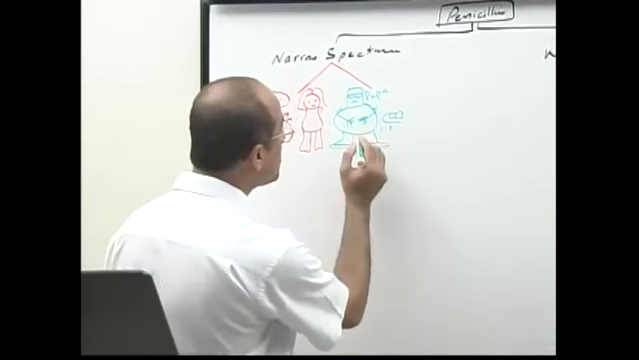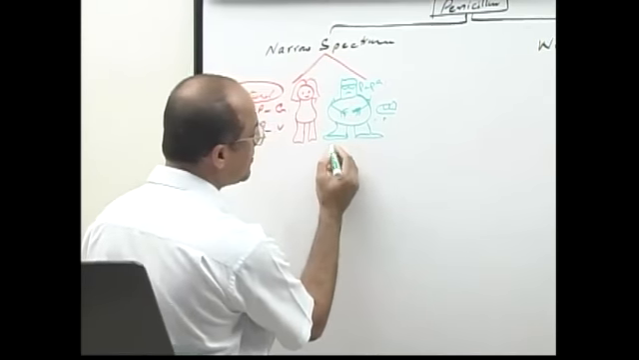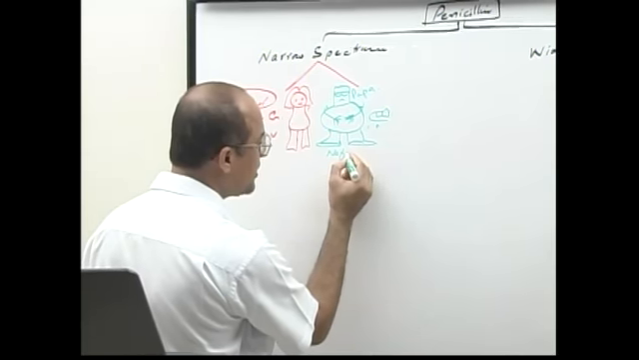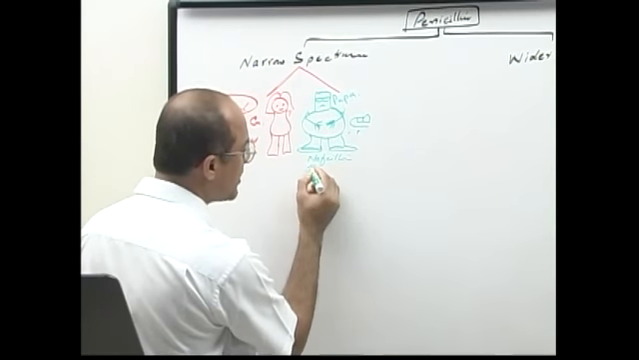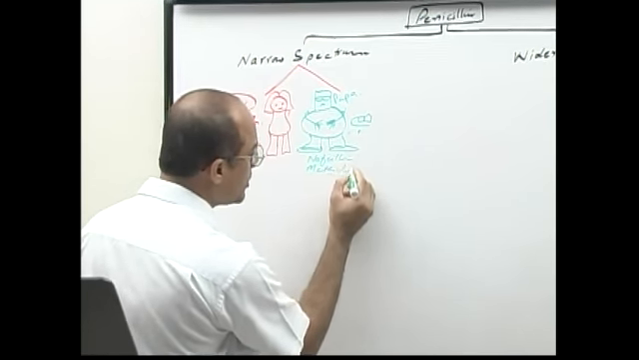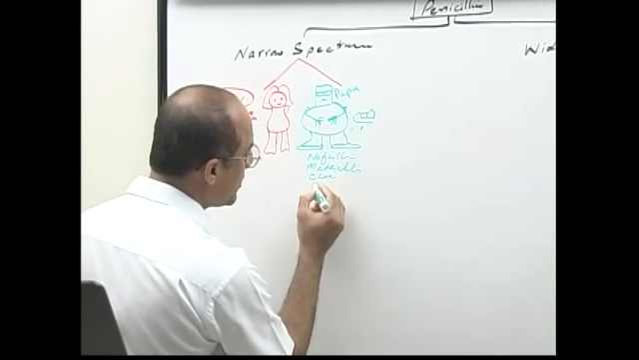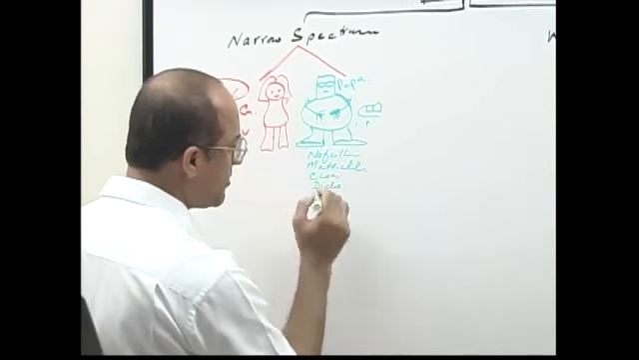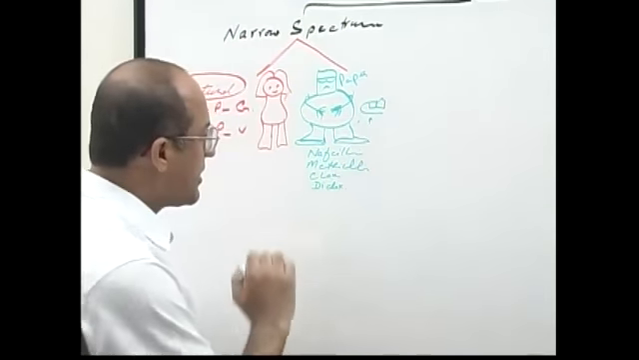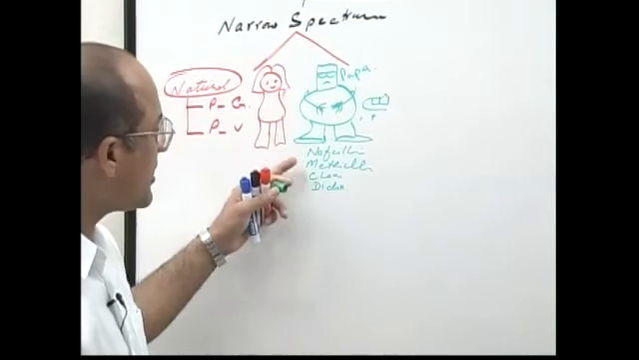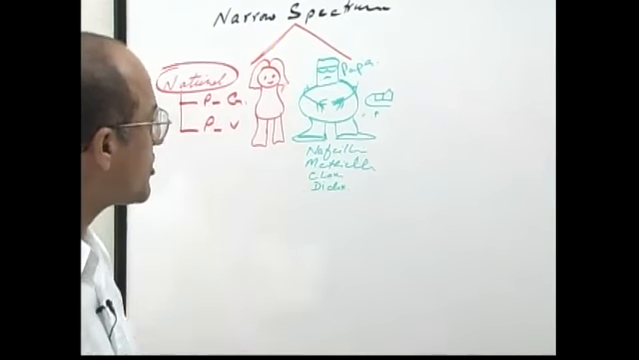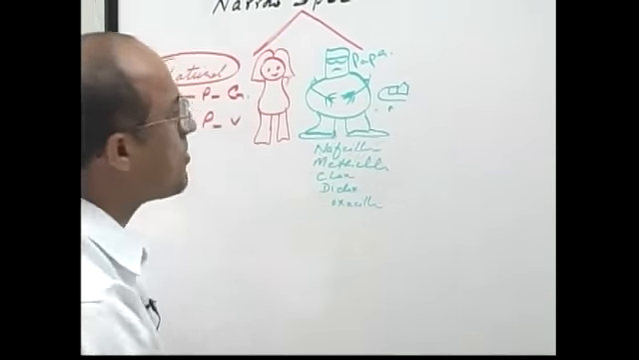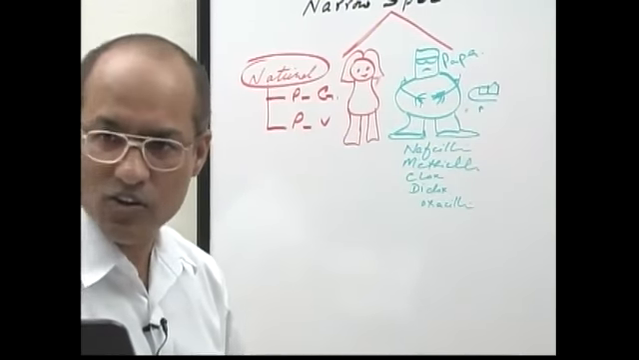Is that right? So what were the members of this group? Can you tell me? Very good: nafcillin, methicillin, cloxacillin, dicloxacillin, flucloxacillin, which is less used now, and oxacillin. So all of them are strong.